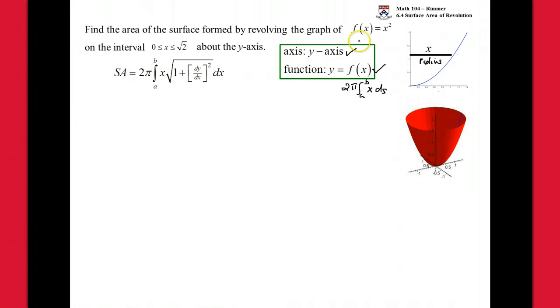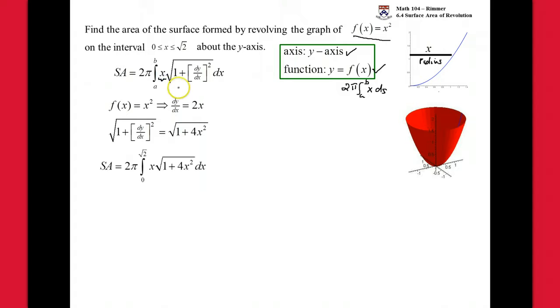Alright, so let's take the derivative. If f of x is x squared, then the derivative is 2x, and the formula would have us squaring that, 4x squared, and we'd have 1 plus 4x squared. Now, it's not just an arc length question, there is another part to it that's the difference with surface area. So we multiply that by x. We integrate from 0 to root 2.